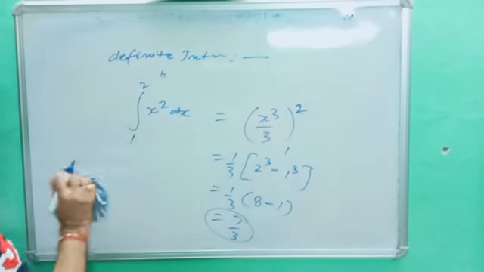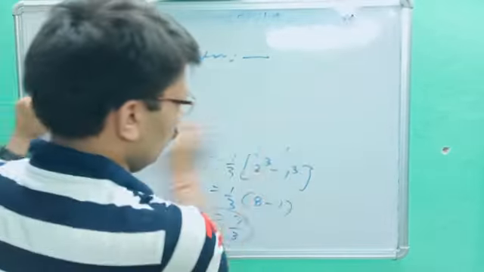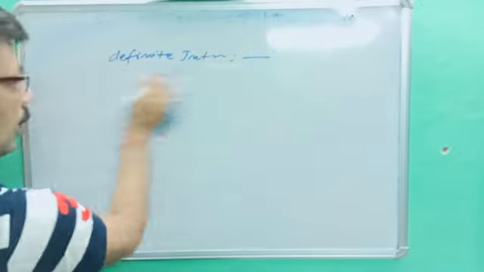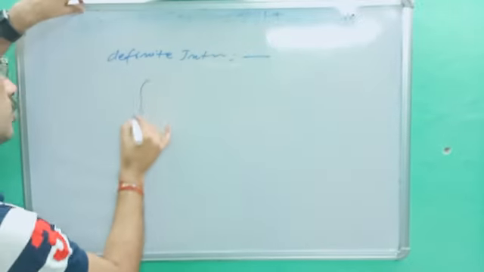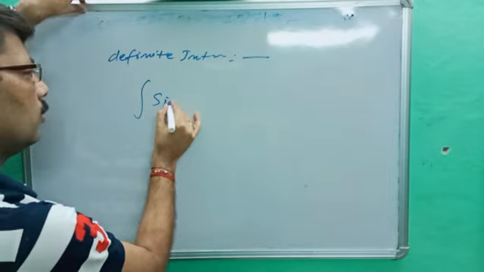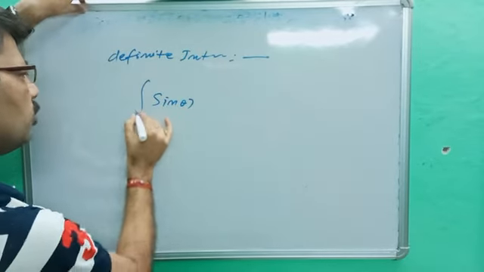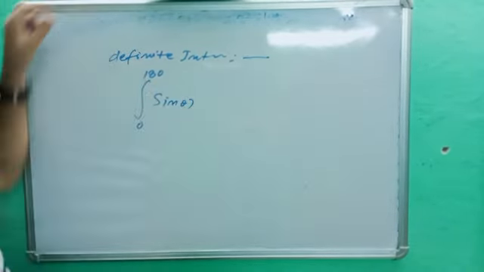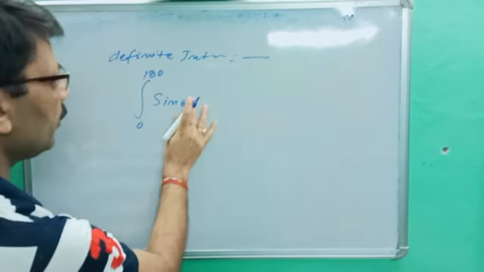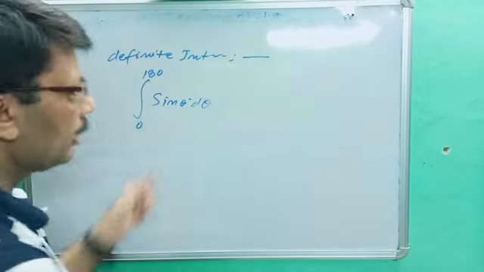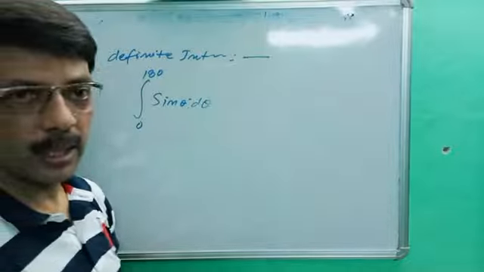Okay, one more question I will put for you. Let's suppose another question is given in the form of theta. Let's suppose it is given sin theta from 0 degree to 180 degree. That is trigonometrical. Sin theta is given, so it will be what? d theta. If sin x is given, it will be dx according to their function.